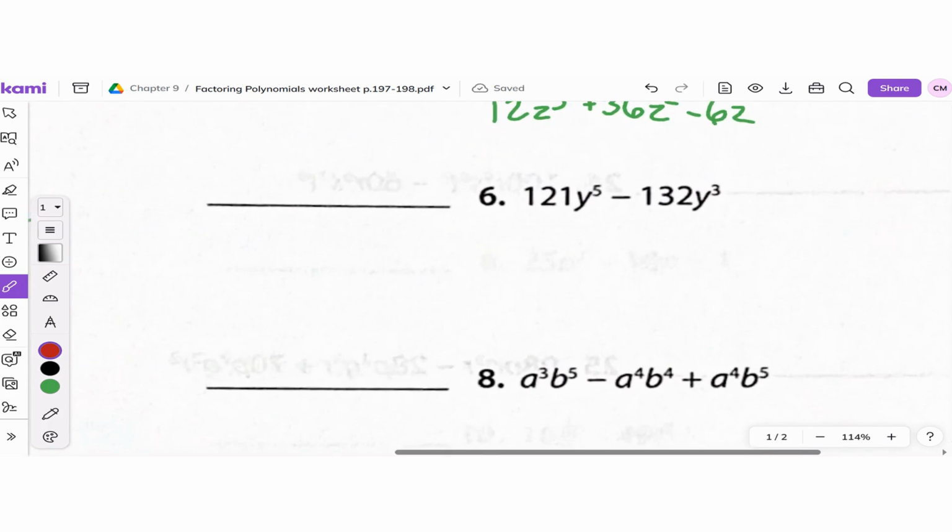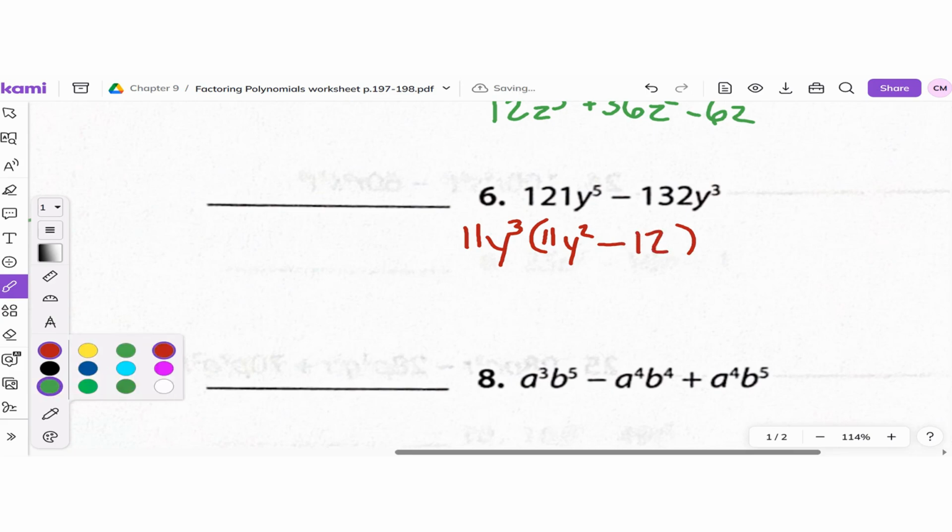Okay, moving on to some big numbers here. So for this one here, same thing as before, we're looking to see what is the largest number that can divide into 121 and 132. And in this case, it would be 11. They also both share y in common. And we'll go with the lowest one, which is y to the third. Now we divide, and that should leave us with 11 y to the second and 12.